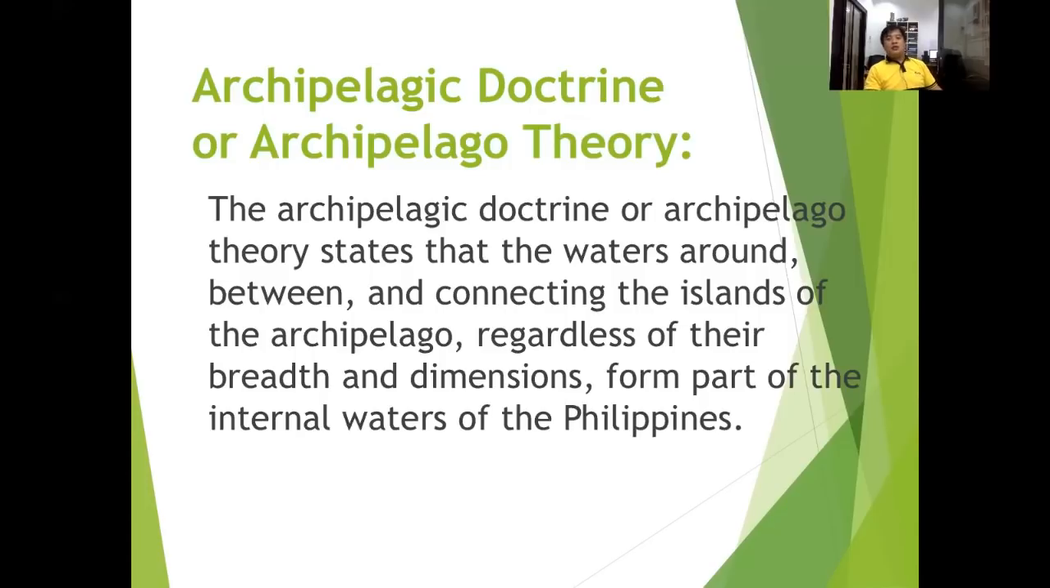Under the archipelagic doctrine or archipelago theory, how can we determine the territory of a state? That is just connecting the outermost islands of an archipelago by means of an imaginary line. And all that are enclosed by the imaginary line will be considered as part of the territory of that country.